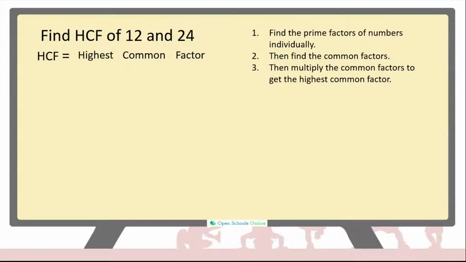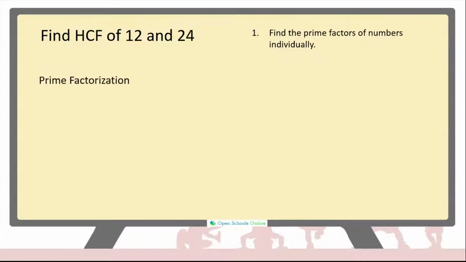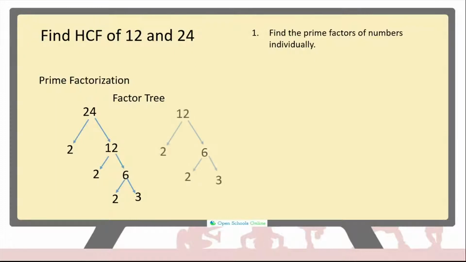Doesn't all this sound very simple? So let's get started with our process. We have to find the prime factors using the prime factorization method. And by now I am sure you know how to do prime factorization by making factor tree. So factor tree of 24 is like this and the factor tree of 12 is like this.